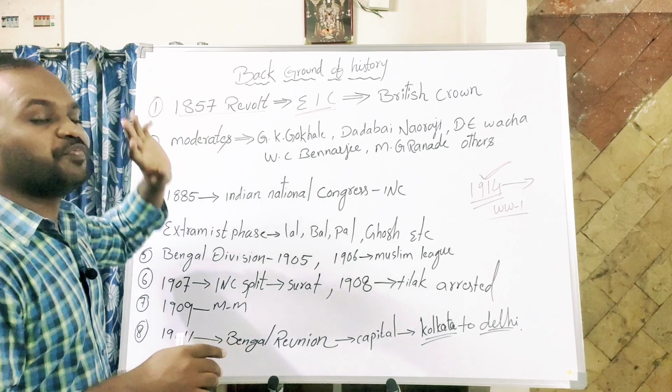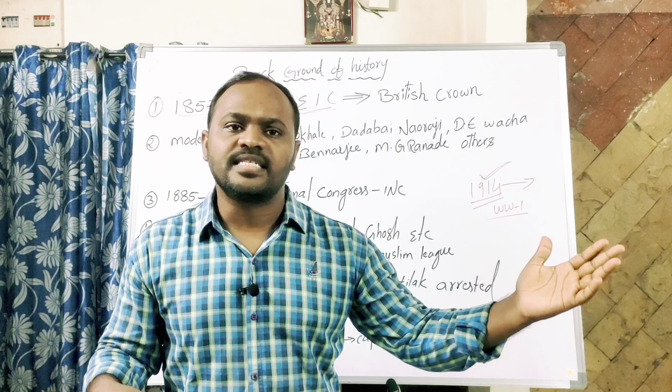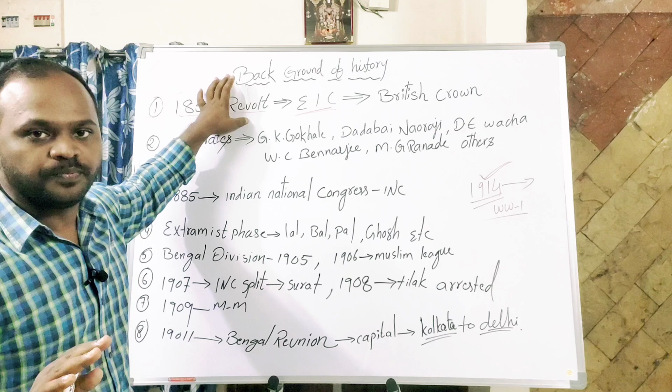But there was a fight between Indians and Britishers because of some reasons. It might be military reasons, economic reasons, cultural reasons, or social reasons. There are many reasons that we will discuss in the concerned topic at a later point of time. So, before 1857, India was ruled by the East India Company.